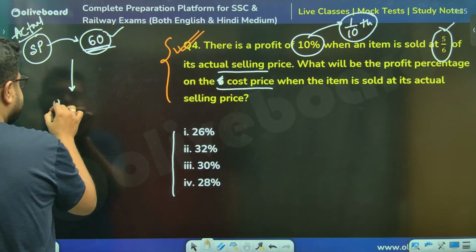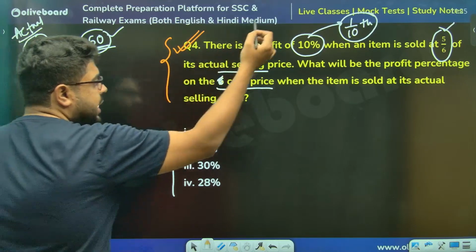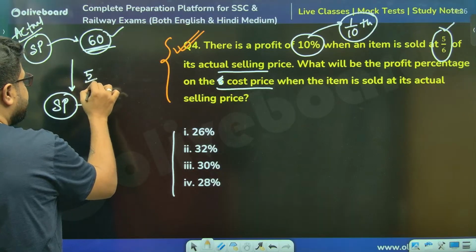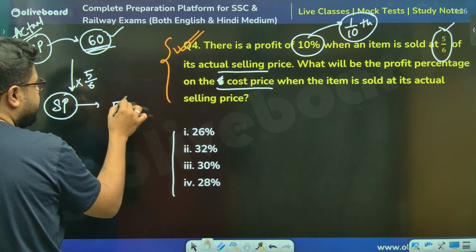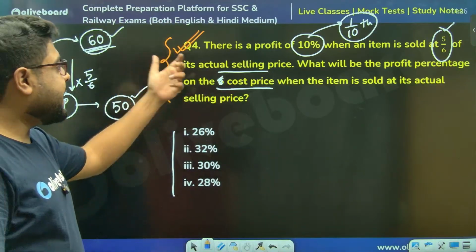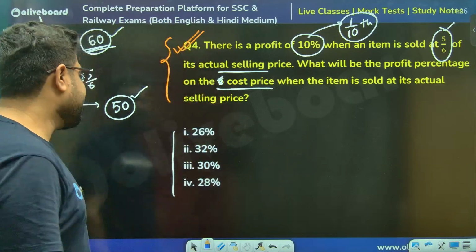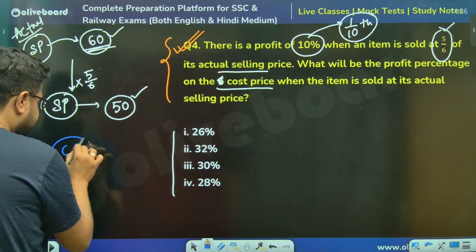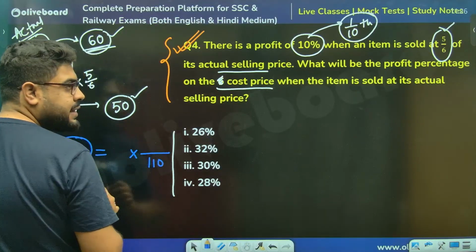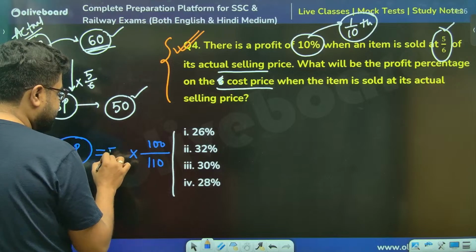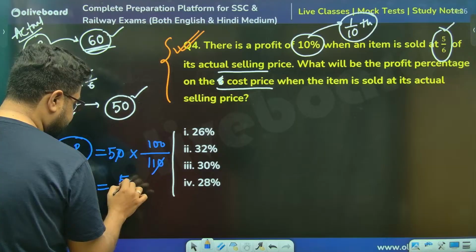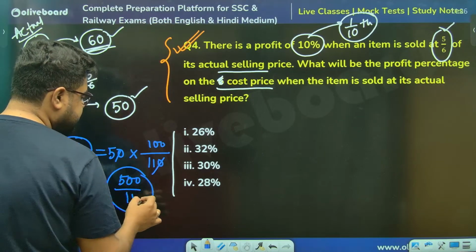So what is the SP, sir? SP will be 5/6 of this, because this is the actual SP. So 5/6 multiplied by 60 becomes 50 rupees. It is sold for 50 rupees, and there is a profit of 10%. Meaning I can figure out CP from here. Profit of 10% means SP is 110 when CP is 100, and 50 is the SP given. So just calculate, sir: 500 by 11. This is the CP.